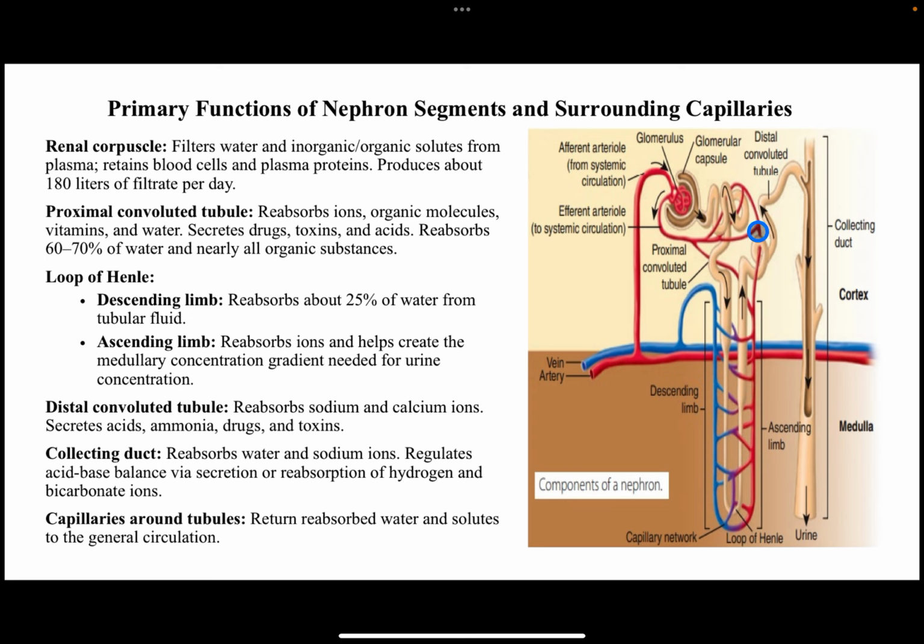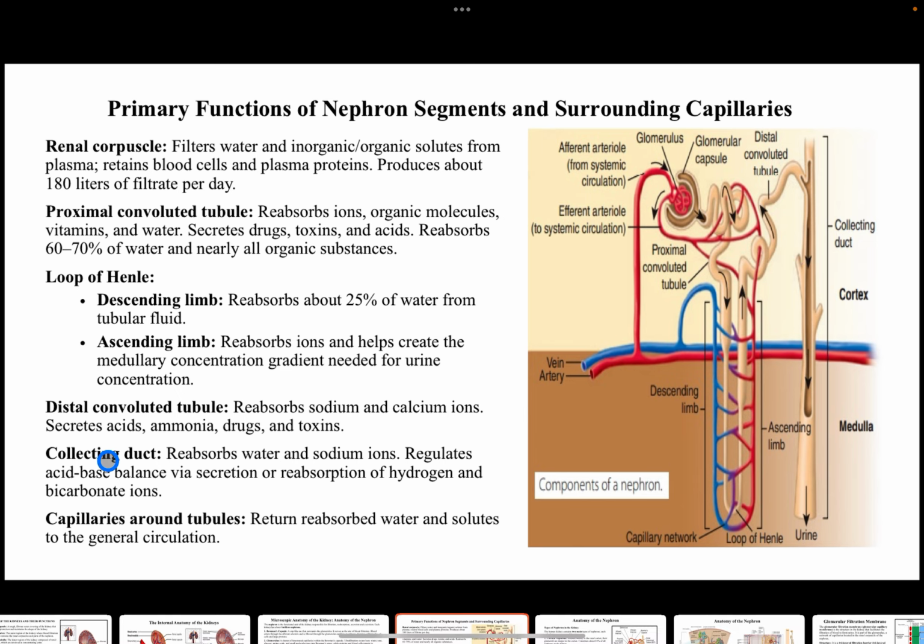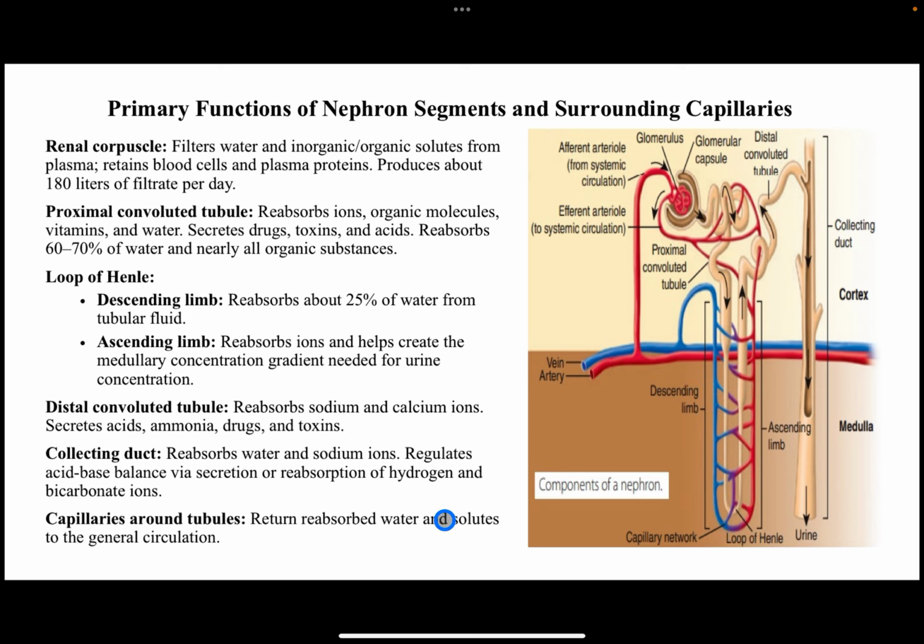Now, once the filtrate reaches the collecting duct, it's almost getting into excretion. At the collecting duct, there can be reabsorption of water sometimes, in situations where your body seriously needs it. There can also be reabsorption of sodium ions. Then again, there can also be secretion at the collecting duct. There can be secretion or reabsorption of hydrogen ions or bicarbonate ions depending on the body, and it's because of the process that goes on there that we say the kidney plays a role in regulating acid-base balance.